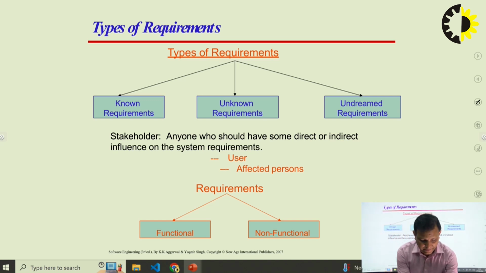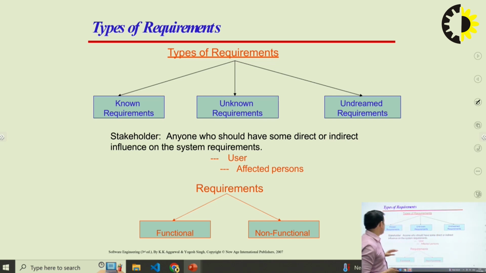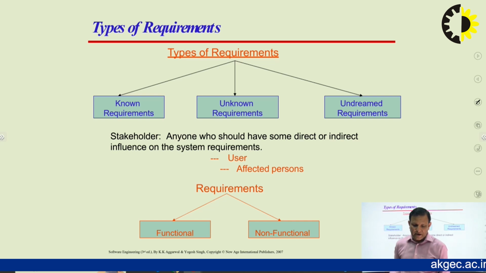Requirements, types of requirements के बारे में बात करें. There are three types of requirements: known requirements, unknown requirements, and undreamed requirements. Stakeholders are those who are involved directly or indirectly, or who can influence the system requirements; they may be users or affected persons. So requirements we can categorize into functional and non-functional requirements as well as interface specifications.